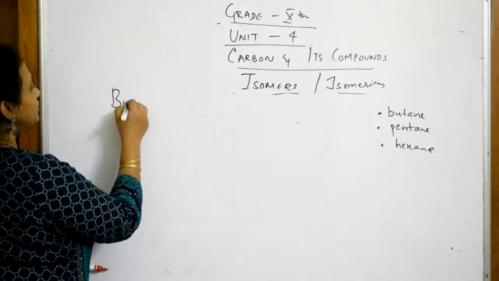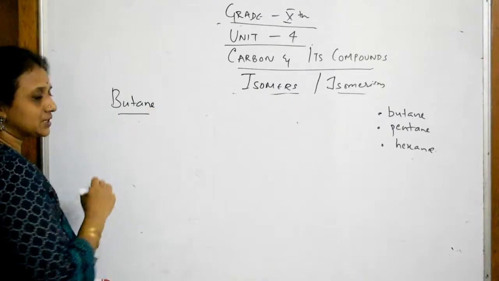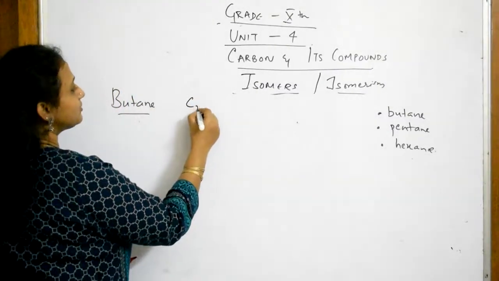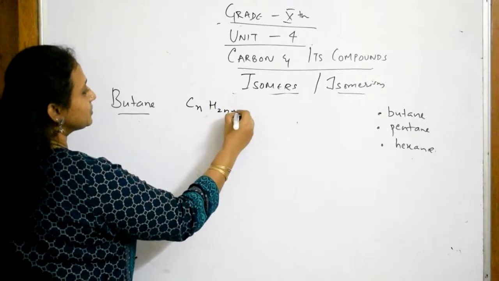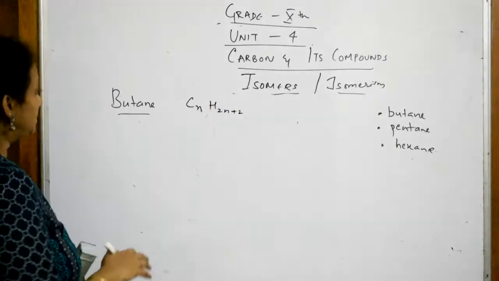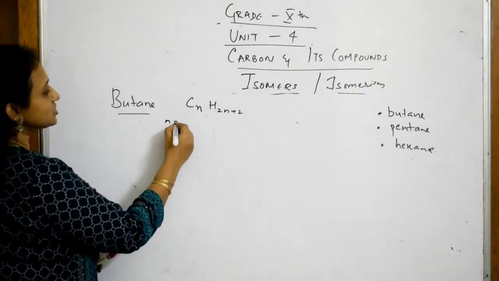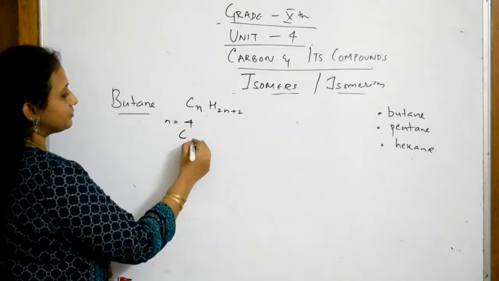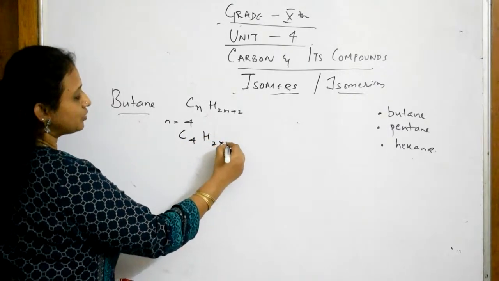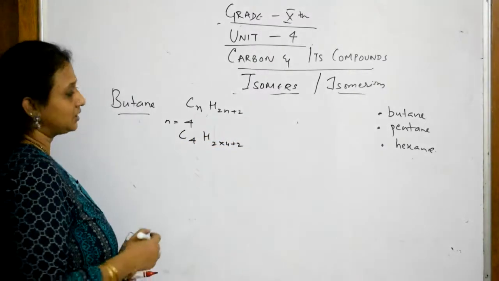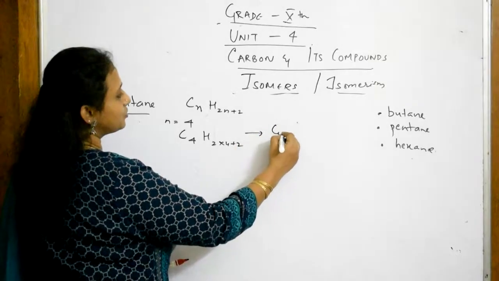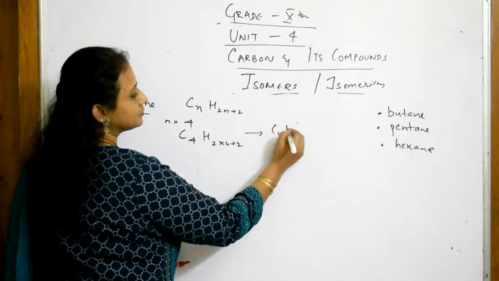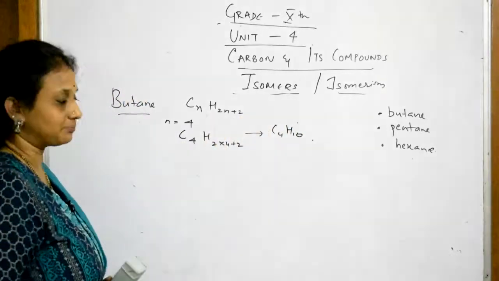When I take butane, the compound basically is an alkane. For alkane, the general formula is CnH2n+2. Done. But how many carbons? n is equal to 4 carbon atoms. Now apply this n in this: C4, H 2 into 4 plus 2. What is the formula? C4, 4 twos are 8 plus 2, 10. C4H10. This is a compound, right?